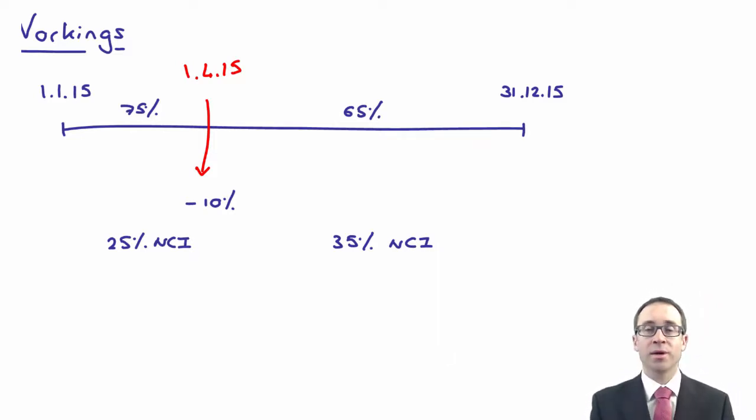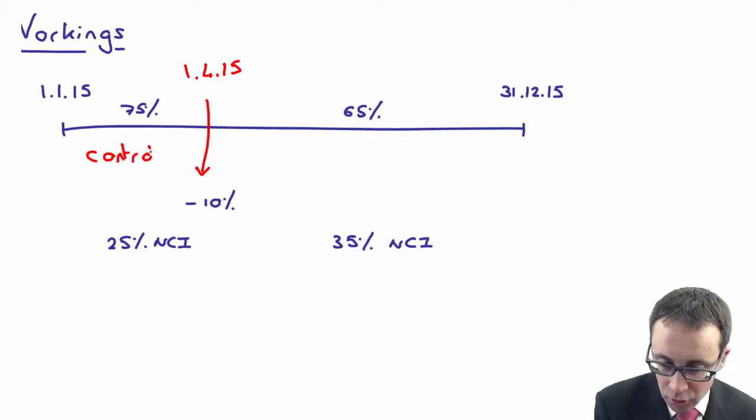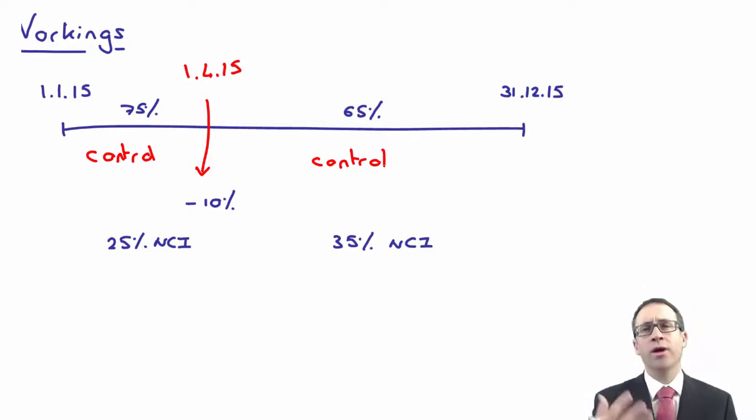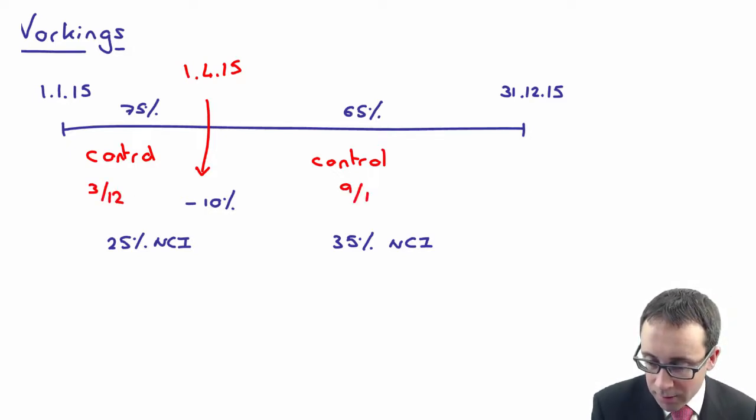That's the important aspect: there's been a change in ownership. We haven't crossed the accounting boundary, because we had control before and we have control after. So there's no need to prorate the results of the subsidiary, because we've controlled it for the full 12 months. However, the big concern is the non-controlling interest, whose percentage has changed. So when calculating the non-controlling interest, we're going to have to prorate the profit.